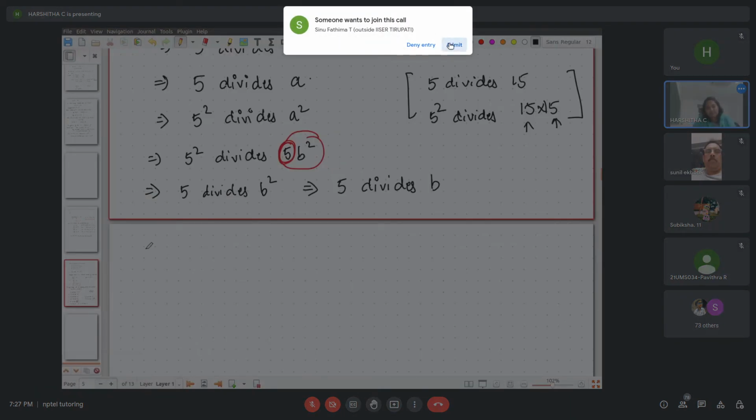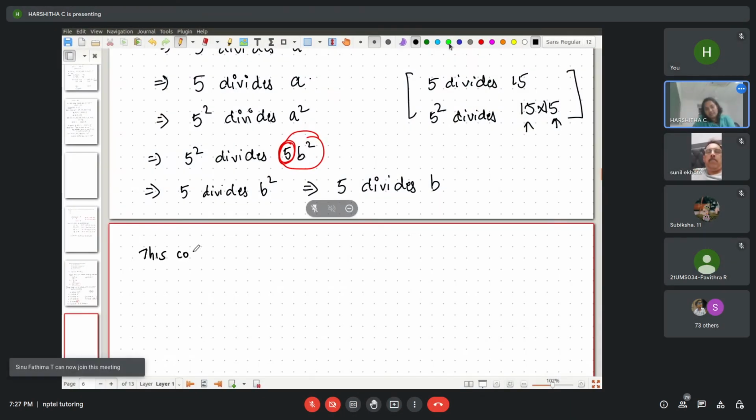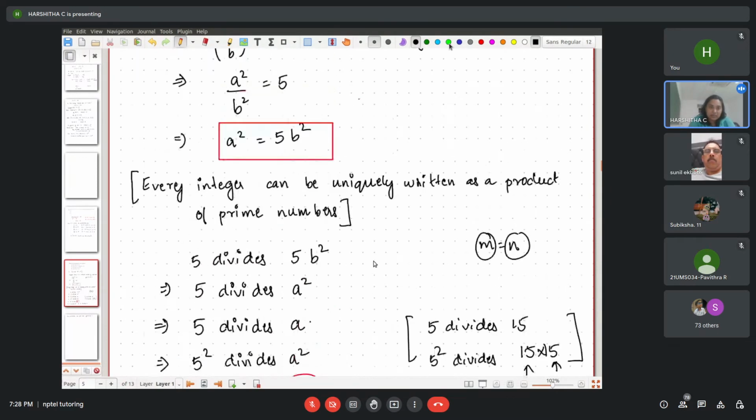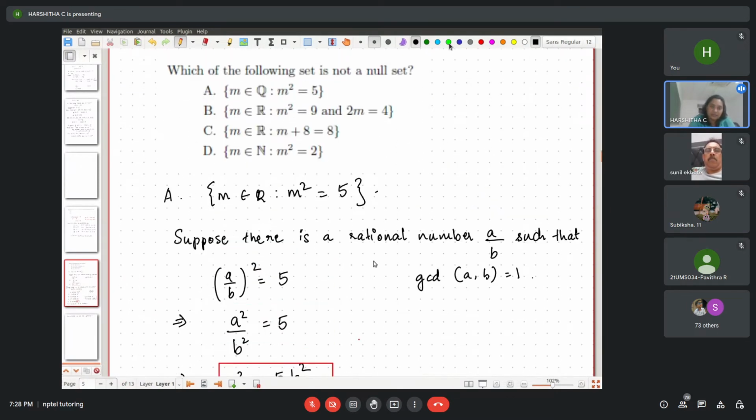So this contradicts the fact that the greatest common divisor of a and b is e. So in fact, we have proved that you cannot have a rational number whose square is 5.